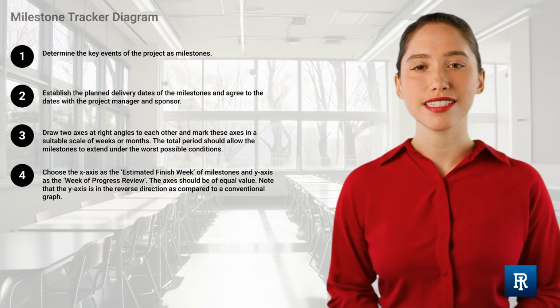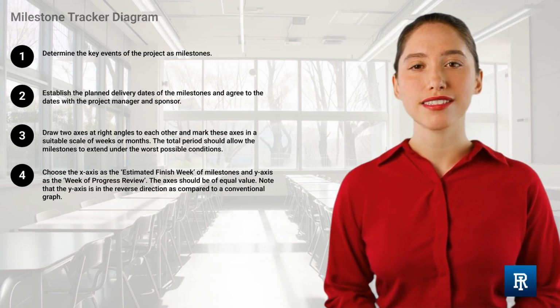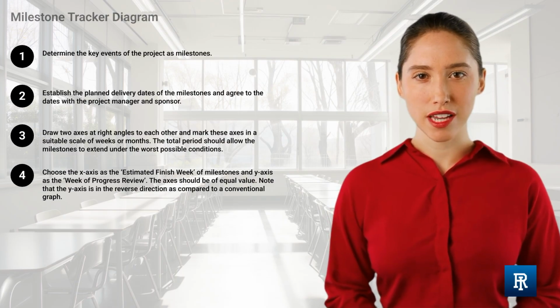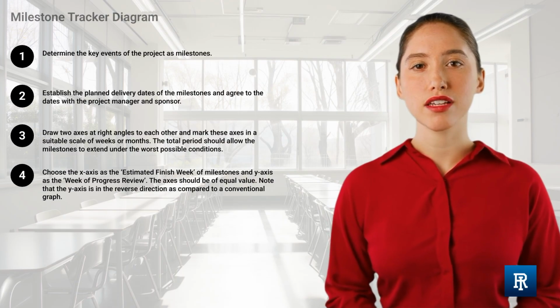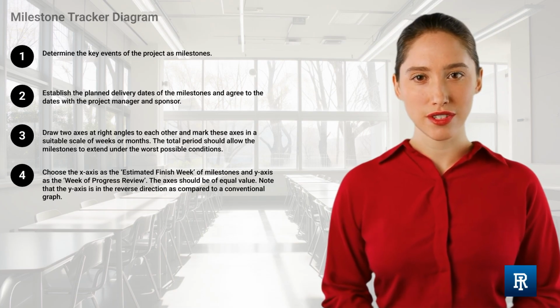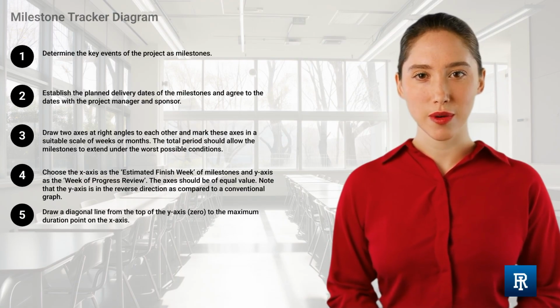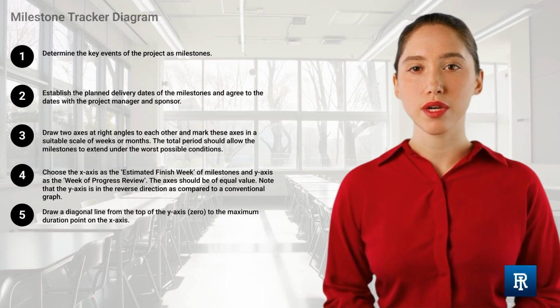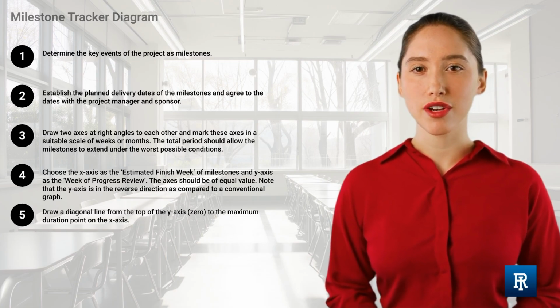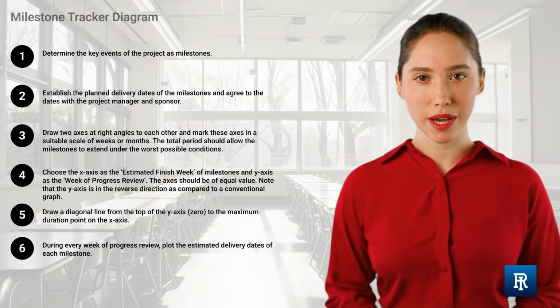Choose the x-axis as the estimated finish week of milestones and y-axis as the week of progress review. The axes should be of equal value. Note that the y-axis is in the reverse direction as compared to a conventional graph. Draw a diagonal line from the top of the y-axis, 0, to the maximum duration point on the x-axis. During every week of progress review, plot the estimated delivery dates of each milestone.